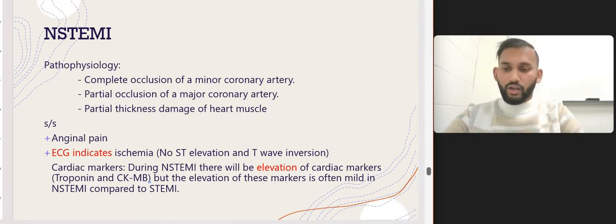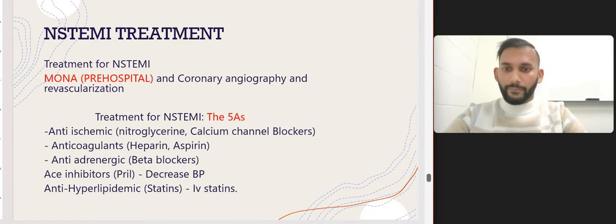So with non-STEMI, EKG changes show no ST elevation, and there will be T-wave inversion, and there will be elevation of the cardiac markers, which is just troponin and CKMB. MONA is used in the pre-hospital setting, but now we have the new treatment, which is your 5 A's.